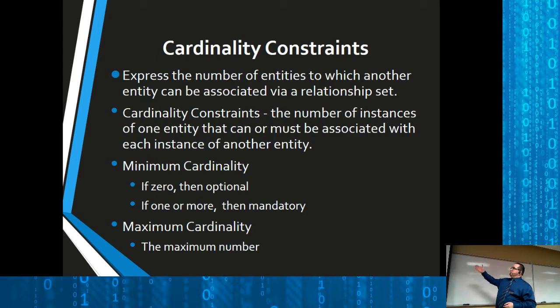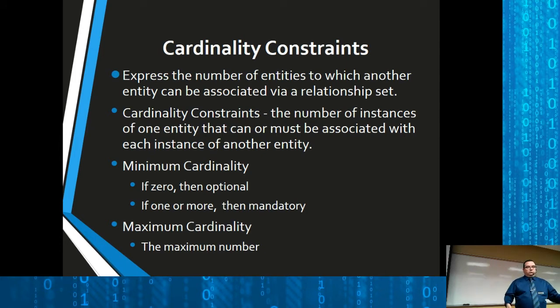Cardinality constraints. This is the rule of how many are required. Usually the rule is 0 or 1. For example, a woman can have 0 or more children, right? A child must have a mother unless they're a clone. But a child can only have one mother, right? So the child must have a mother, but a woman doesn't necessarily need to have children. So minimum cardinality, if zero, then it's optional. If one or more, then it's mandatory.